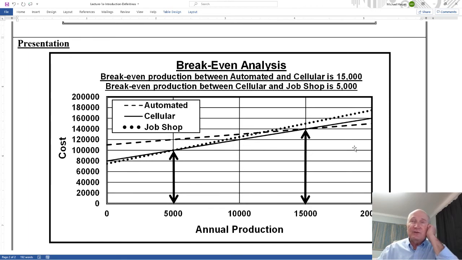So let's get back to the original question. Which process is preferred here, automated, cellular, or job shop? Well, it depends on the production. We said that at the very beginning. But now that we understand the system, we understand production and costs and the variable costs and fixed costs, then we can ask the question, let's forecast what our annual production is.